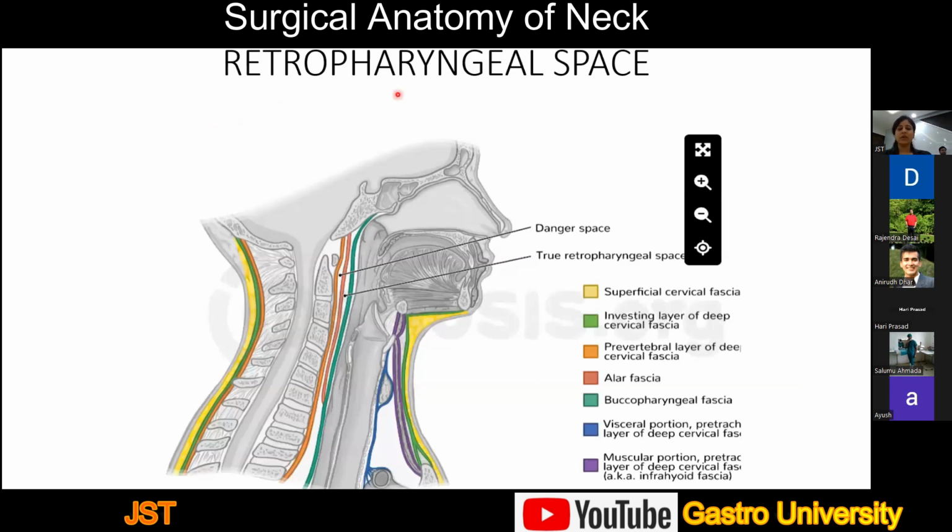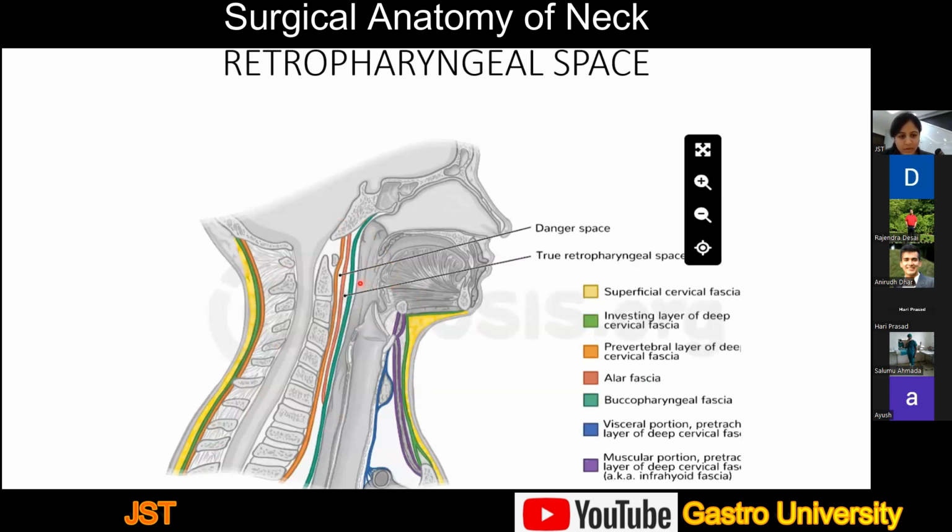The last space we talk about is the retropharyngeal space. The retropharyngeal space is a very complicated anatomy which could have been made very simple. If I would like to explain, the yellow line we have seen is the superficial fascia, which was enclosing the platysma. The investing layer is pretty much everywhere. We have seen that it was like a cover to the neck. Now, the prevertebral fascia is this dark orange line that you see.